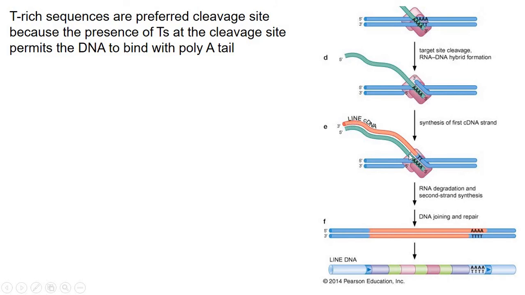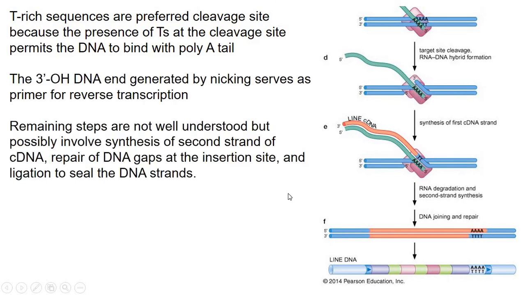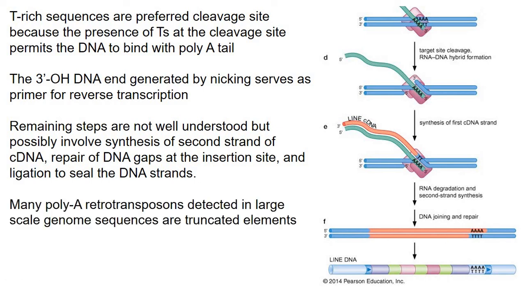Once the cDNA is formed, then the RNA is degraded. This RNA degradation and second strand synthesis happens at this point. Once this RNA is degraded, the second strand of cDNA is synthesized. Now the ligase will fill the nick here as well. And now you have this sequence inserted into a new region where it was a T-rich molecule.